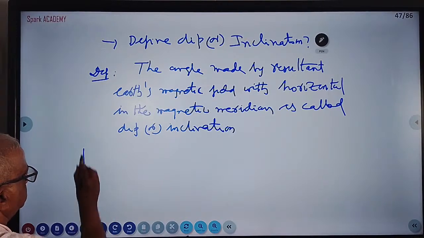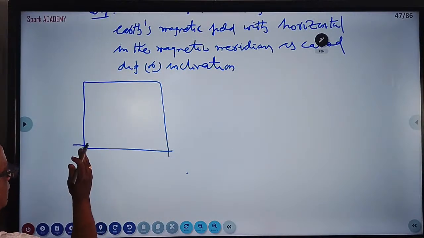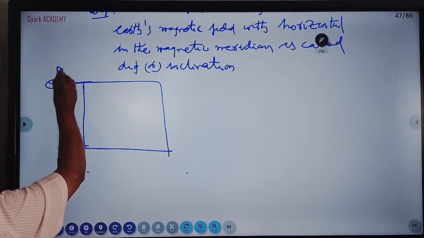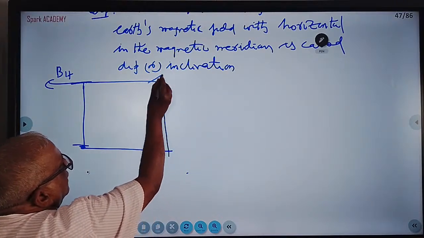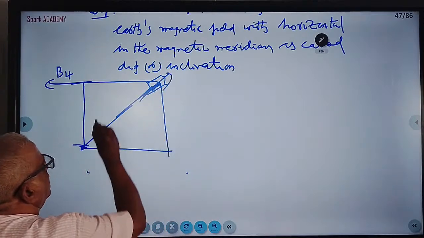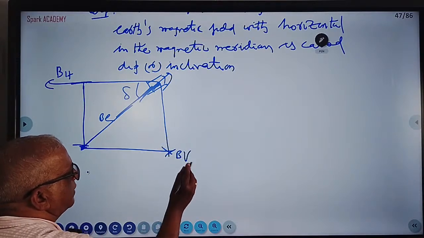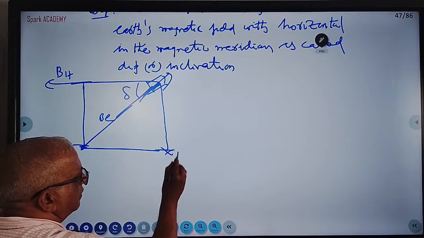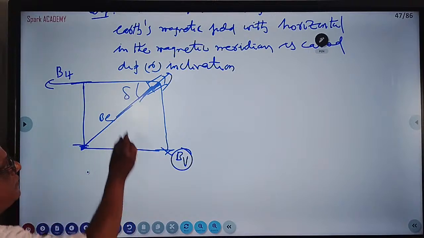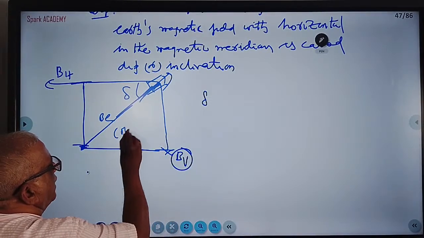Students, please see the diagram. This is the magnetic meridian. This is your horizontal line, or BH. Here the magnetic needle will be there, coming in the resultant direction like this. It's making an angle delta. This is the vertical component of Earth's magnetic field, and this is the horizontal component. So what is delta? This is called the angle of dip. This is called the magnetic meridian.